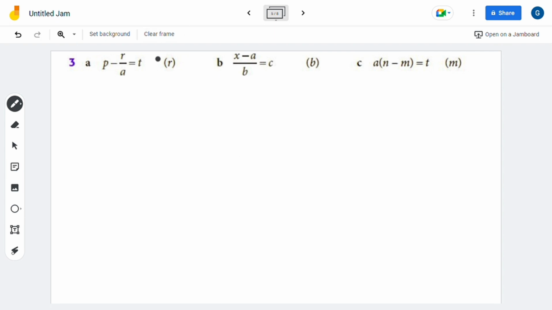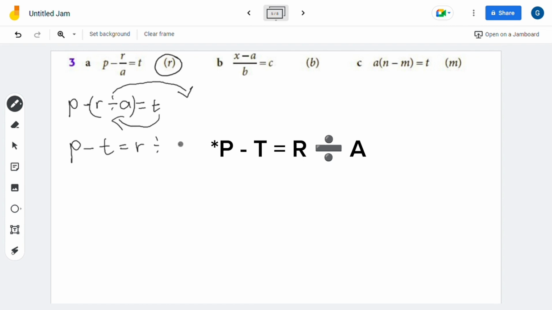Moving on to question 3a. P minus r over a equals to t. We need to make r the subject of the formula. To break it down, it's basically p minus r divide a equals to t. Okay, we can start by shifting the r divide a to this side and shift t over here. So it will become p minus t equals to r divide a.